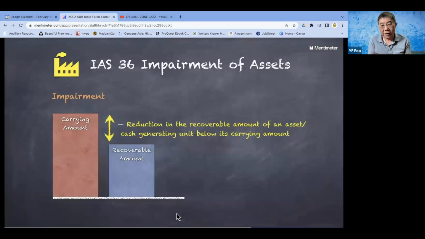IAS 36 refers to assets. So we are focusing on assets alone, right? We don't do impairment for liabilities and all that. We do impairment tests for an asset.